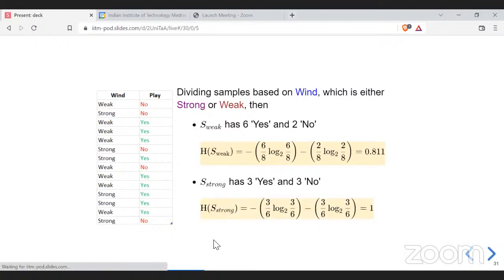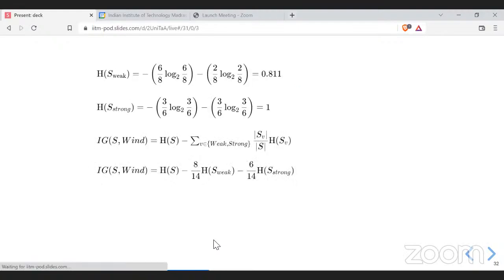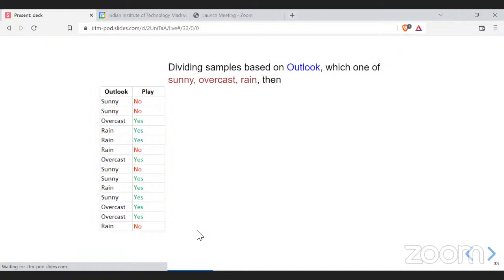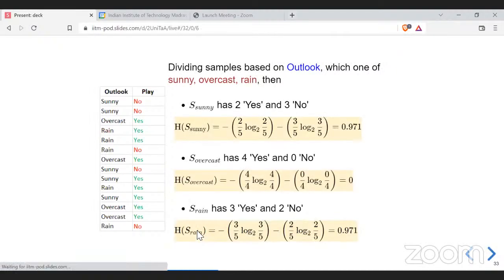So here we have used entropy rather than Gini index. So any of these measures you can use. There's not much difference between entropy and Gini index.